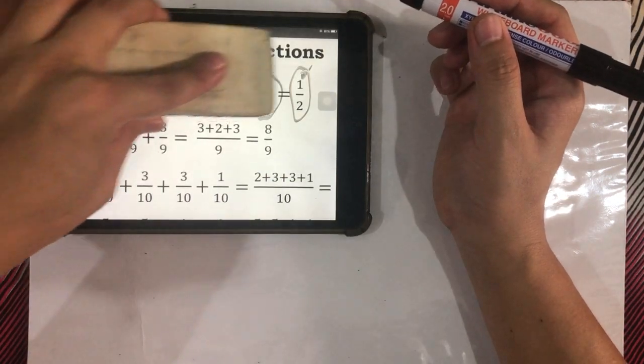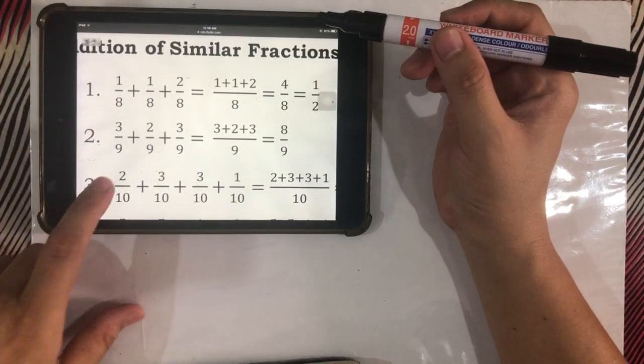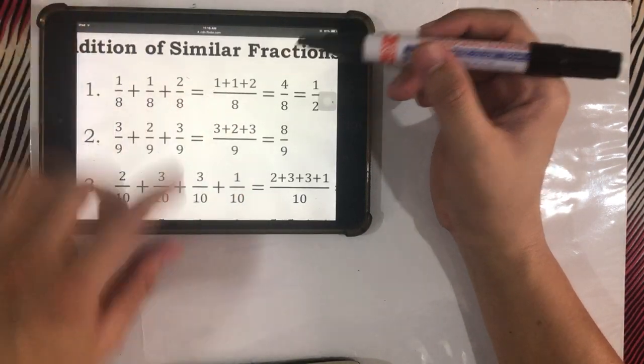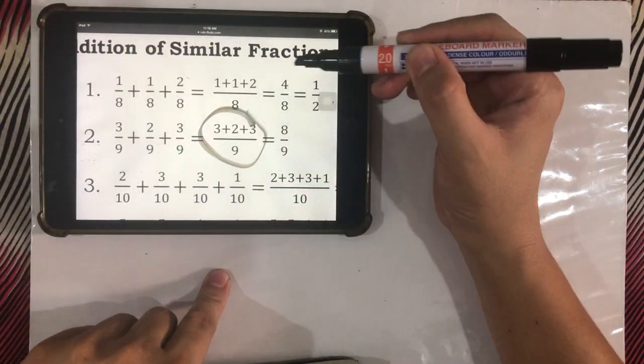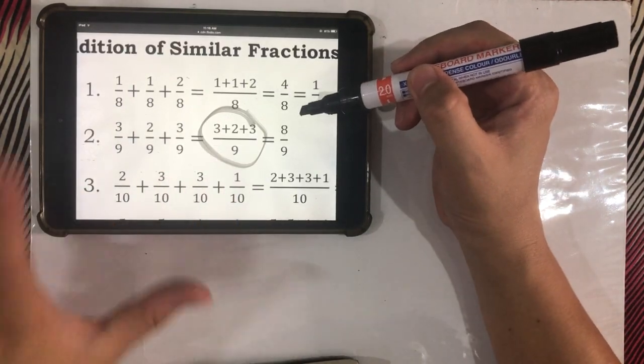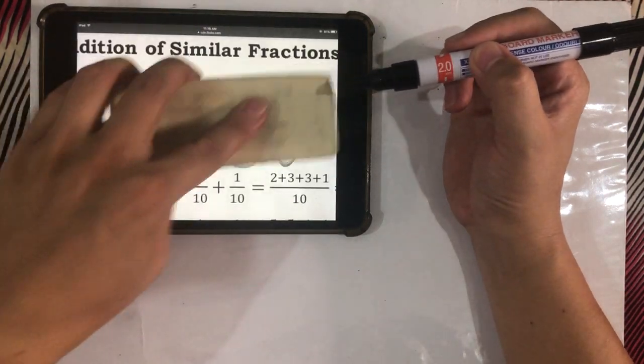Okay? Same thing with number 2. Same denominator, 9, 9, 9. So, you can combine them like this: 3 plus 2 plus 3. Then, just add them. You're going to have 8/9. Okay?